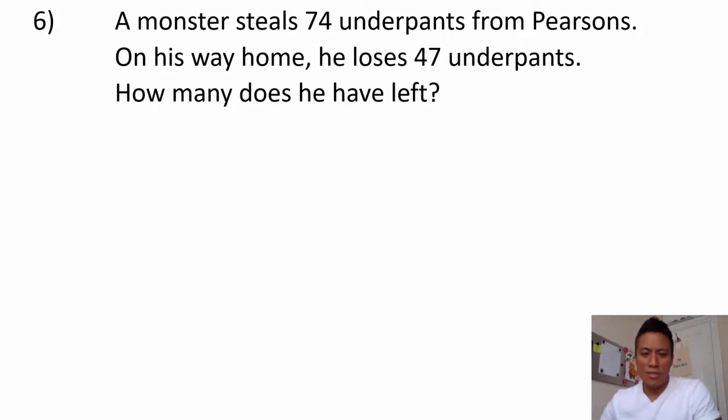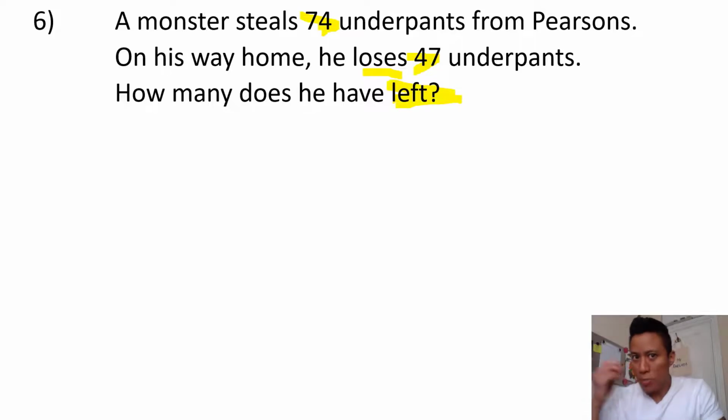Let me read this to you and highlight some keywords and numbers. Right, a monster steals 74 underpants from Pearson's. On his way home, he loses 47 underpants. He loses them. How many does he have left?